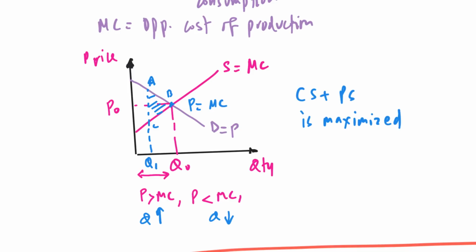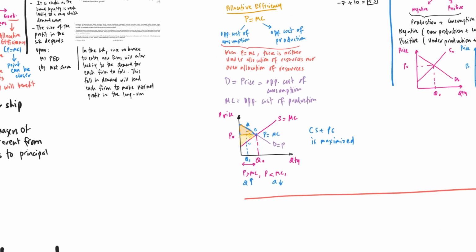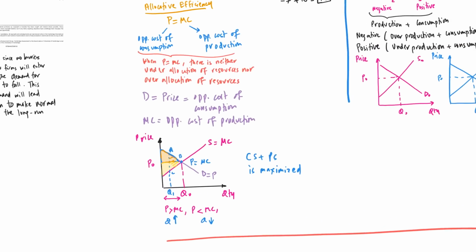At Q naught, the advantage is that both the consumer surplus, which is this area, plus your producer surplus, which is this area, are at their maximum, which means we are neither overproducing nor underproducing. So in this question, the first 12 marks will be dedicated to explaining productive and allocative efficiency.